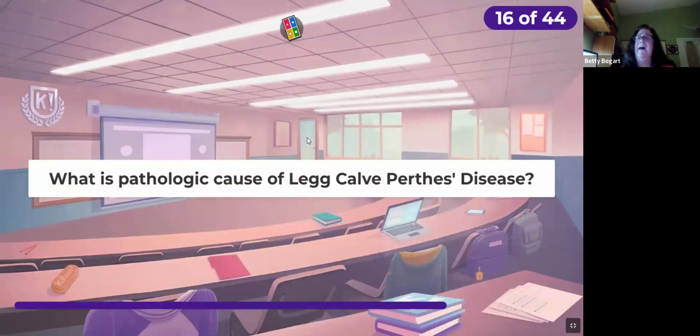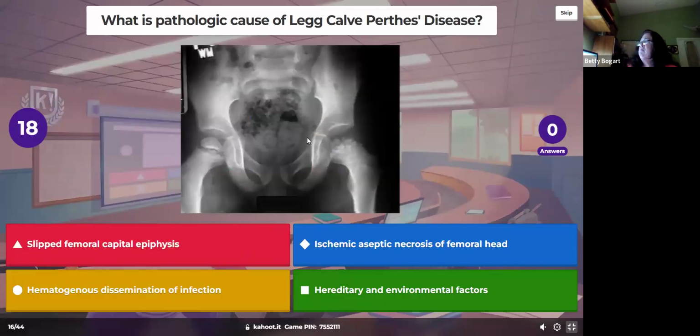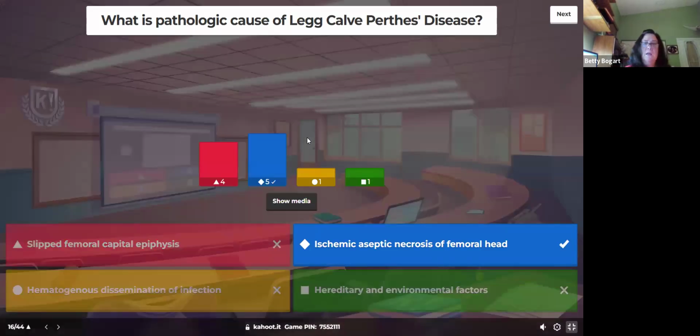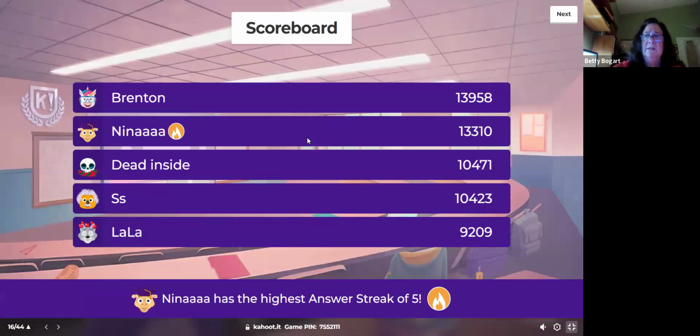What is the pathologic cause of Legg-Calve-Perthes disease? So Legg-Calve-Perthes is that femoral head, and that femoral head has an ischemic, which means blood's not going there and it's dying, and we really don't know why. Again, treatment's conservative. We're going to give NSAIDs, bed rest, maybe put some Buck's traction on it, and hopefully we can save that femoral head through NSAIDs and bed rest.